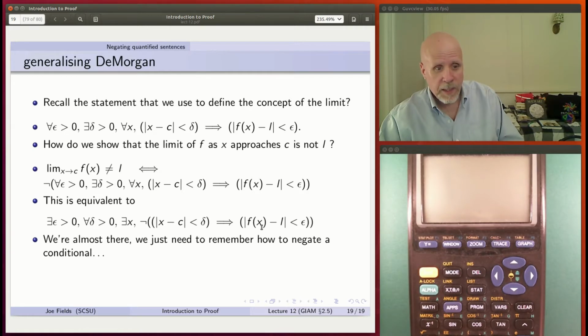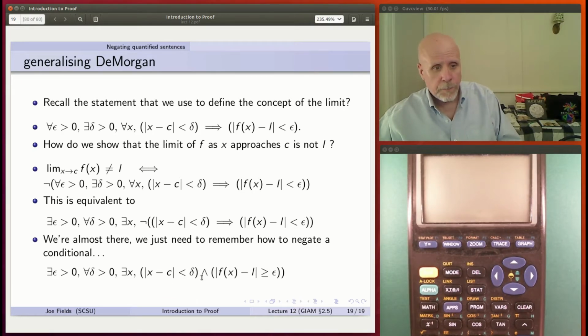Just have to remember how to negate a conditional, which we spent a fair amount of time playing with. This is maybe the first time you've had an actual conditional with real mathematical content to negate. But if it's A implies B, finish your veggies, then you have ice cream, the way to negate it is to say, I finished the veggies and you didn't give me ice cream. That is A and not B.